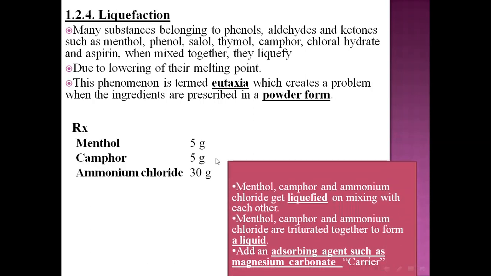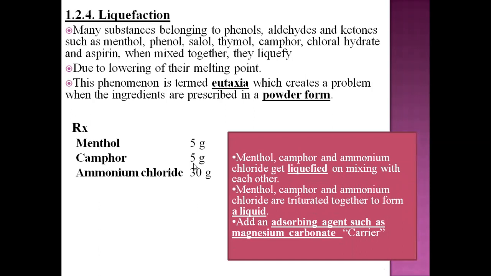How could this happen? Menthol 5 grams, camphor 5 grams, and ammonium chloride 30 grams. When menthol and camphor are mixed in a 50% ratio, they form a eutectic mixture and liquefy. So they are mixed together in a mortar, menthol, camphor, and ammonium chloride, till a liquid is formed. And then you will add this liquid to an absorbing agent such as magnesium carbonate.